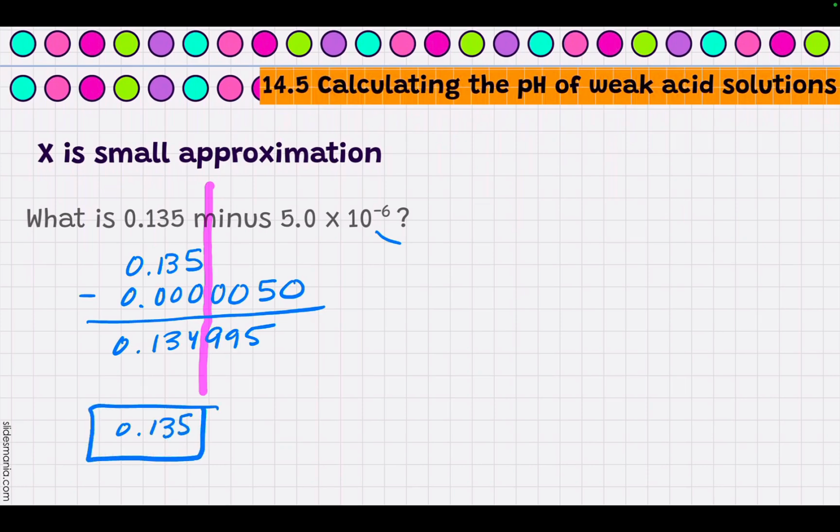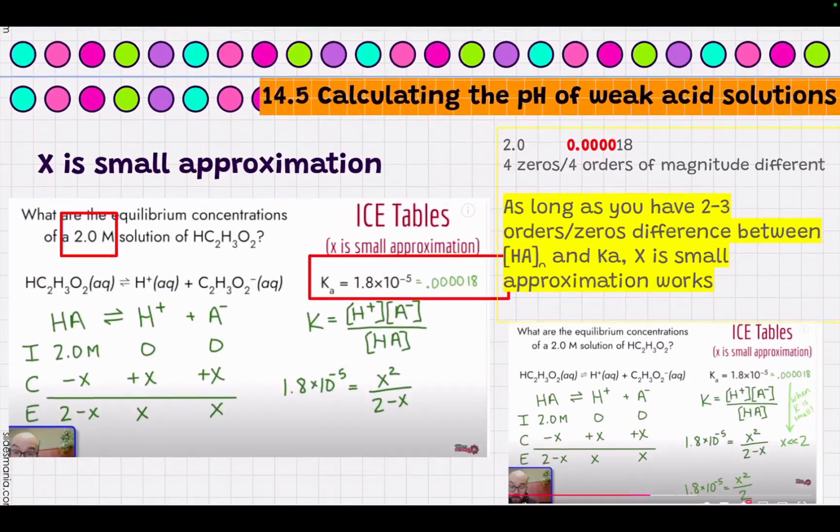So essentially, this is so small that it didn't matter. So that's what we're going to call the X is small approximation. How do I know when I can do it?